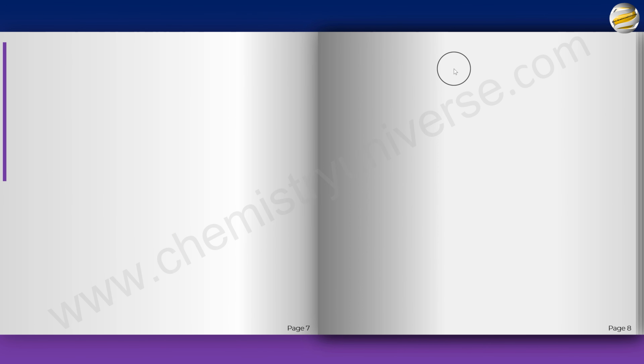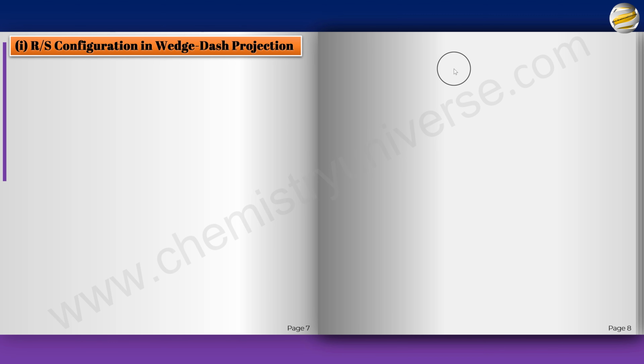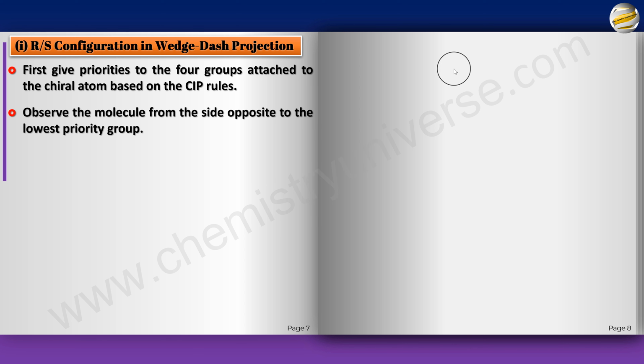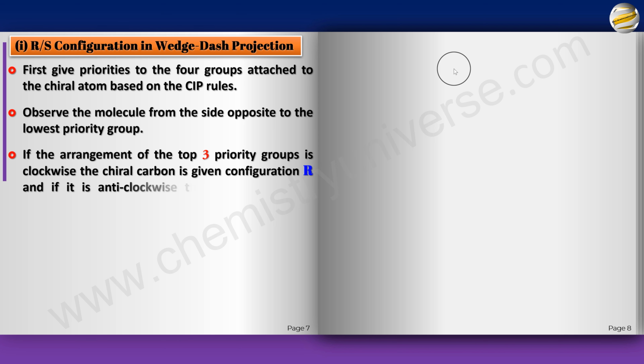So the first one is RS configuration of wedge dash projection. Here, first give the priorities to the 4 groups attached to the chiral carbon based on the same CIP rules. Observe the molecule from the side opposite to the lowest priority group. Remember, when we give priority groups, we say 1, 2, 3, 4, because now you're going to have 4 groups. Observe the molecule from that side where 4 is farthest away from you. If the arrangement of the top 3 priority groups is clockwise, then the chiral carbon is designated R, or else S.